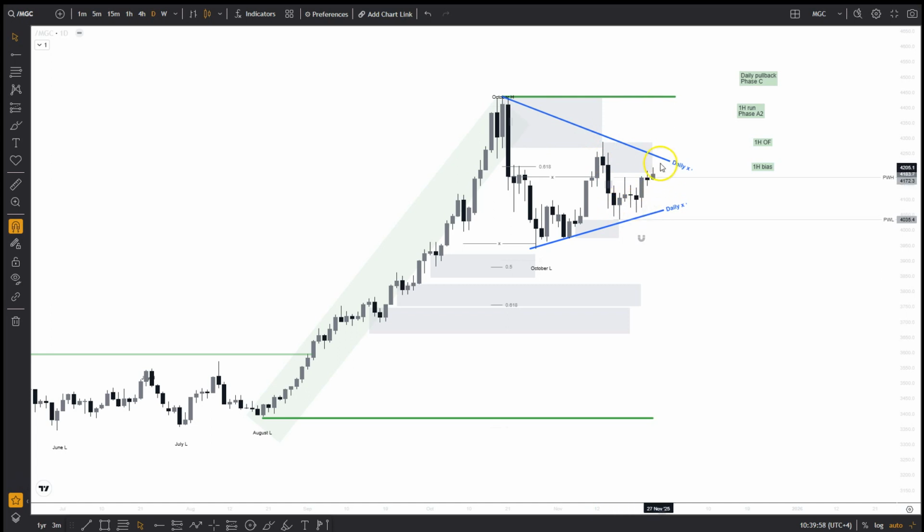and then we are in the range for the last week, and for the last couple of days we are breaking this tiny range up, but we are actually mitigating the supply. So first information, daily pullback. It's a bullish trend, but pullback phase C means that we are in a pullback, and the pullback is likely not finished.